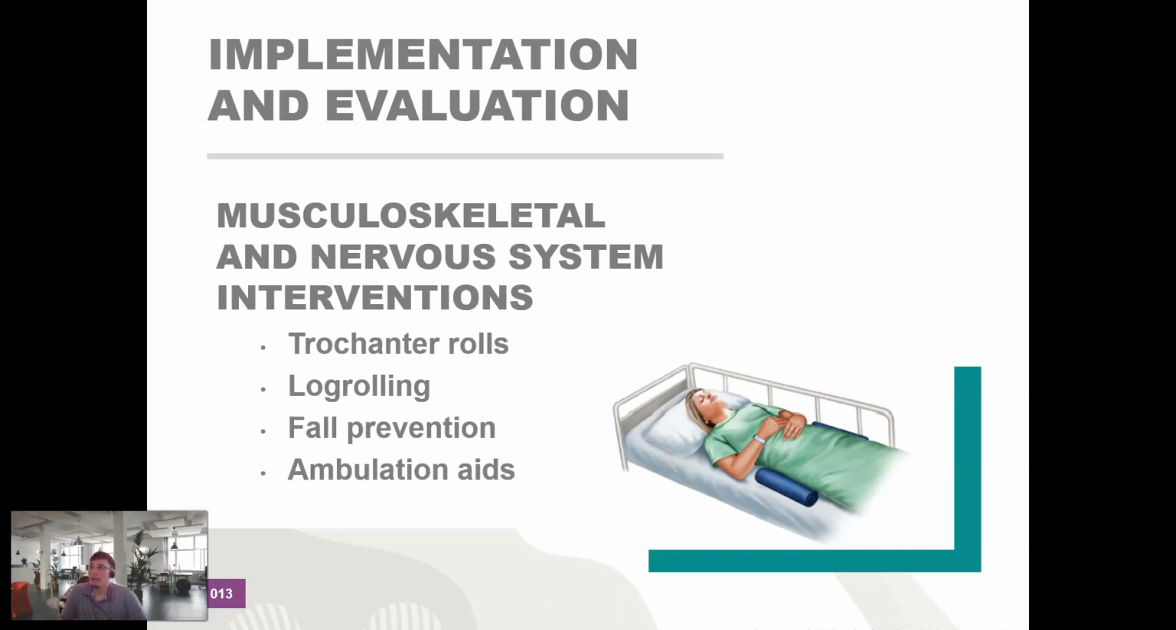When we look at different things in this photo, you can see trochanter rolls. Those are those blue rolls you see in this particular photo, taken directly from the textbook. This is figure 28.7. Those are trochanter rolls, and you see those for positioning and comfort. They're kind of those harder foam rolls that help with repositioning.